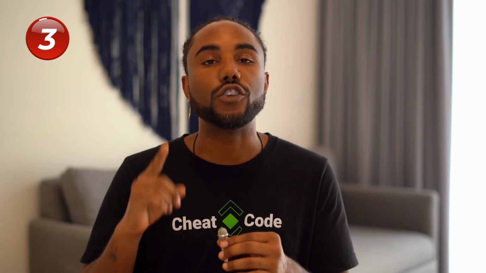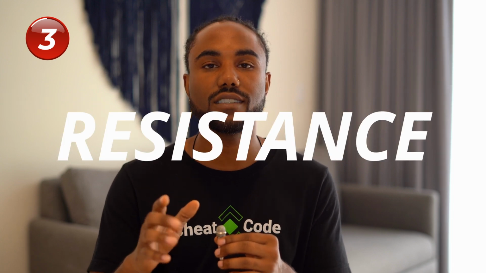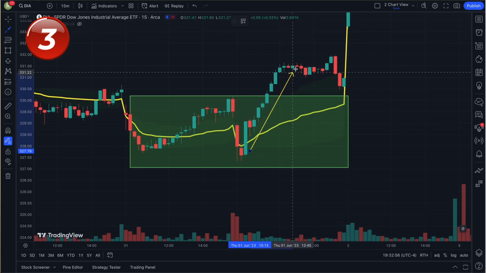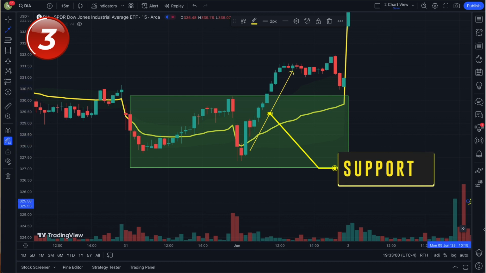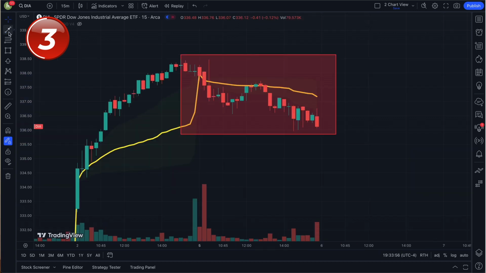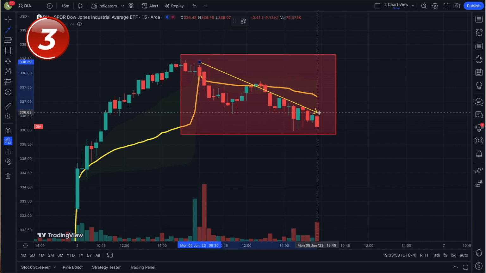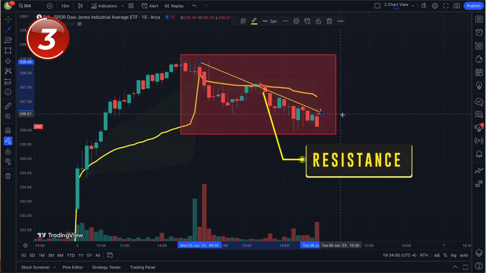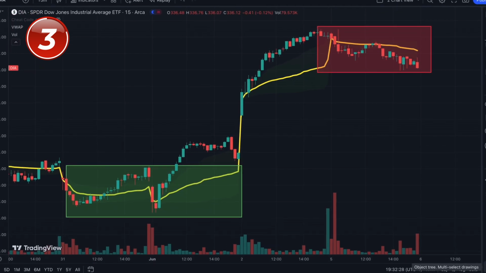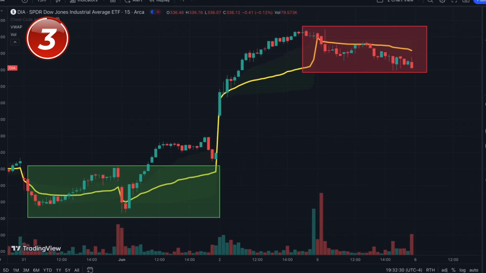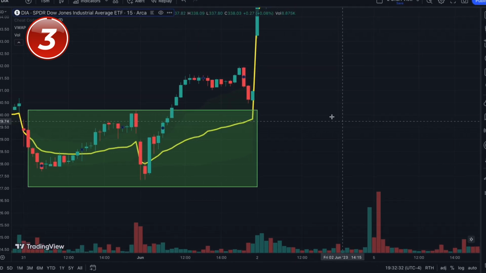Number three, use VWAP to identify resistance and support levels. If the stock consistently bounces off of the VWAP line, this suggests that it is acting as a support level. Conversely, if the stock consistently fails to break above the VWAP line, this suggests that it is acting as a resistance level. Use this information to help you set entry and exit points for your next trade.